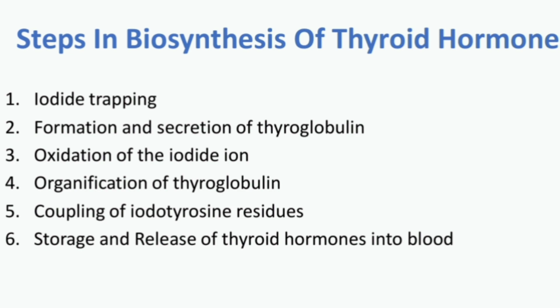The synthesis starts from a blood vessel. Near the blood vessel we always have a follicular cell. In the follicular cell we have a basolateral end and an apical end. The basolateral end is adjacent to the blood vessel. The apical end is far away from the blood vessel.